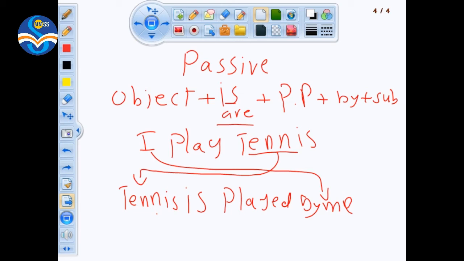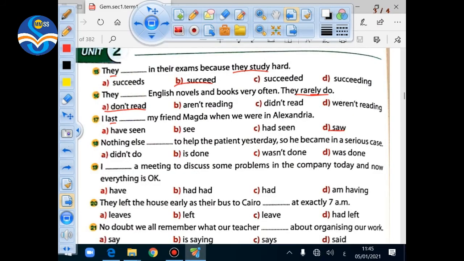So let's move to the page we were in to see how we can solve the passive sentence. So here, "nothing else", this is singular, to help patients yesterday. Yesterday is a past. So we can say "nothing else was done", helping verb plus PP, so he became in a serious case. A meeting to discuss some problems in the company today, and now everything is okay. That means that the meeting was in the past because now everything is okay, so it is "had".